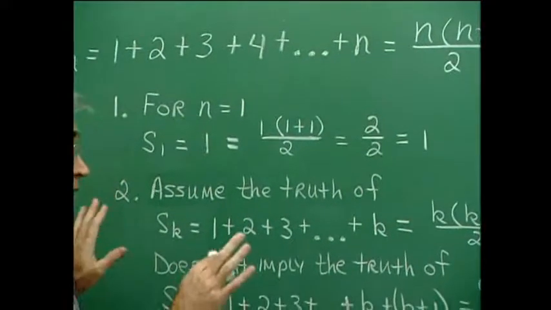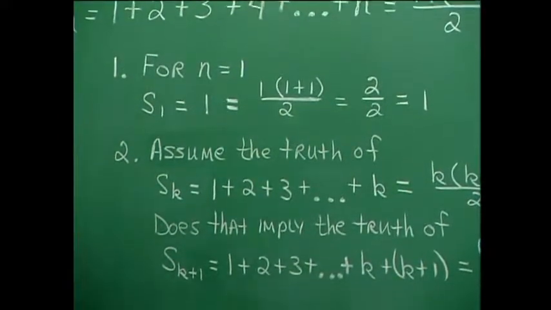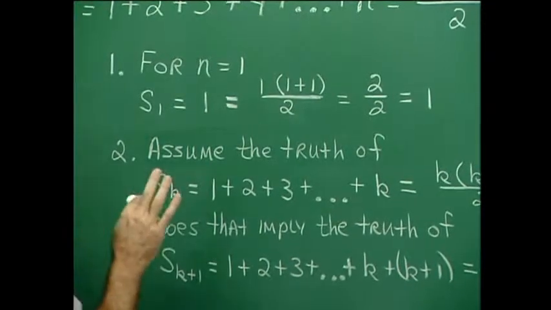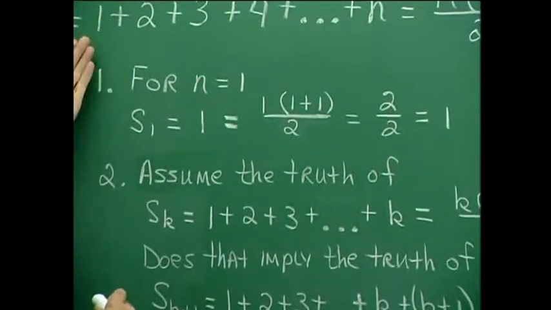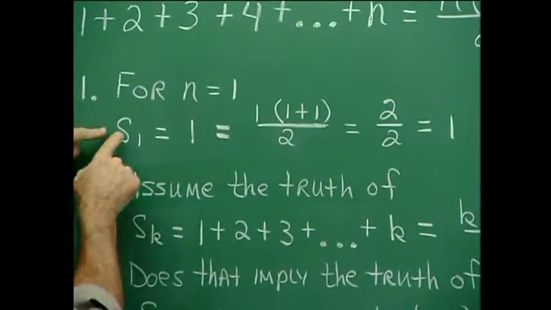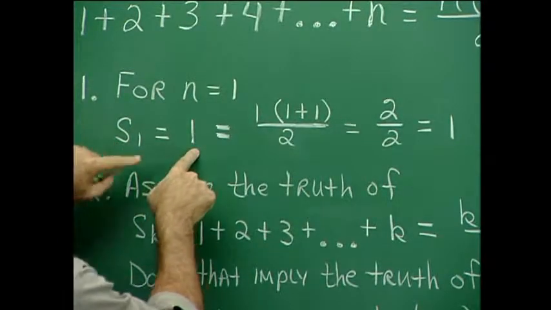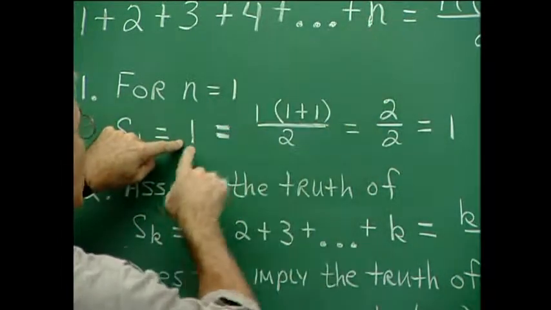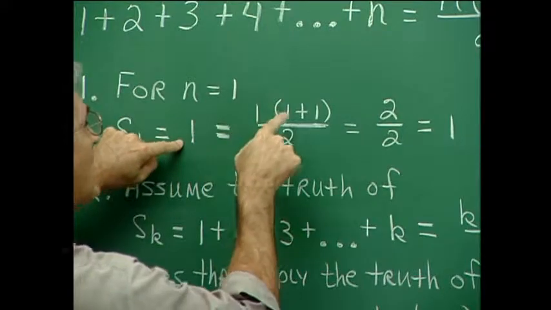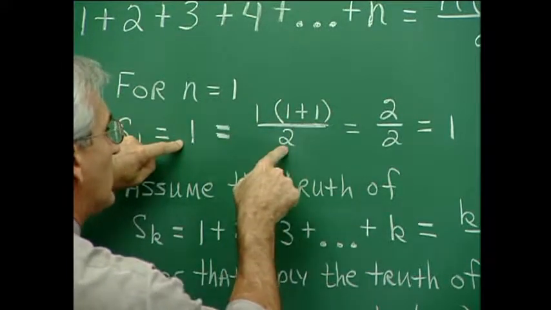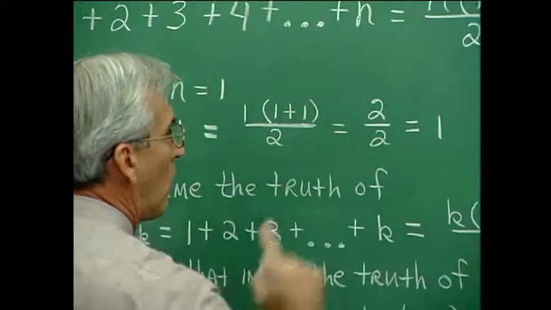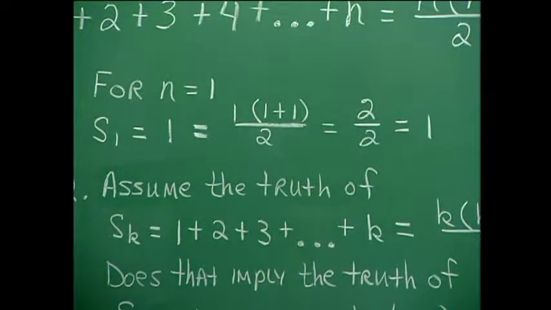Now, by math induction, here's what we need to do. We need to show that the conjecture is true when n is 1. So when we're adding just one item, the sum of one item would be 1. Now, does it meet the form that we have over there? Well, that would be 1 times 1 plus 1 over 2. Well, this is 2 over 2 or 1, so it certainly works in that case.